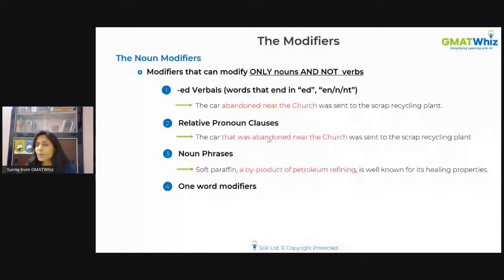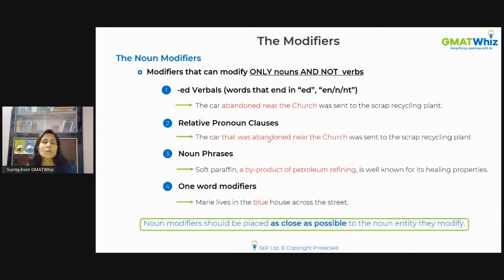And then, of course, you have the one-word modifiers. A very simple example would be Marie lives in the blue house across the street, where blue is modifying the noun house. So that's all about the modifiers that can modify only nouns, okay? Only nouns. The unique thing about noun modifiers is that they should be placed as close as possible to the noun entity they are modifying, okay? And this is something that is going to come very handy today. So just remember, if you have a modifier placed close to a noun, one of the things you have to check for is whether that entity is logically modifying that nearest noun or not.